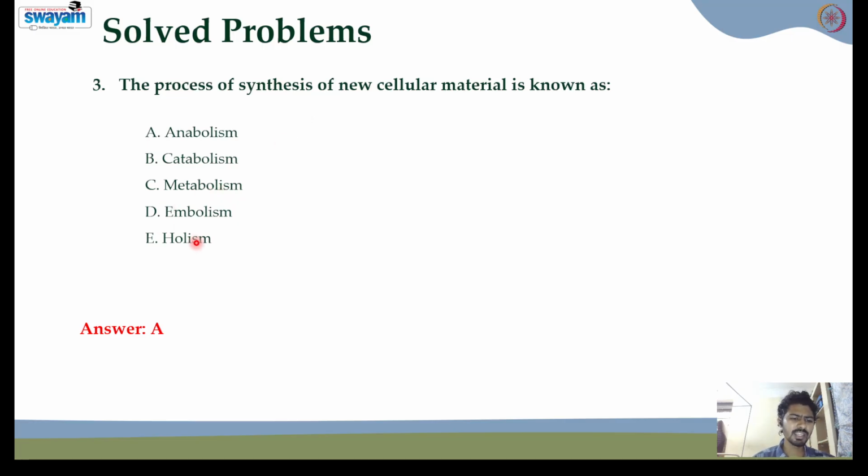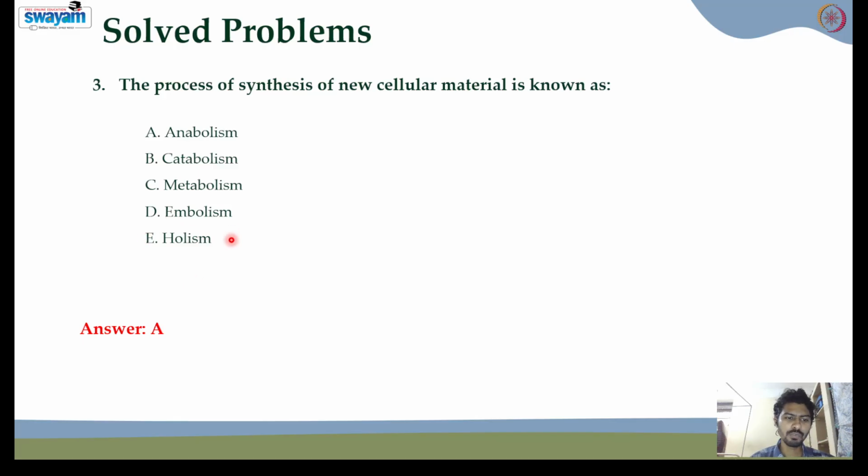Embolism is nothing connected to the bioremediation aspect or the microbial aspect. It is like some blockage in the blood vessels by forming a clot or other material. So this is in no way connected to microbial metabolism. And holism is a physiological approach which considers the whole system.